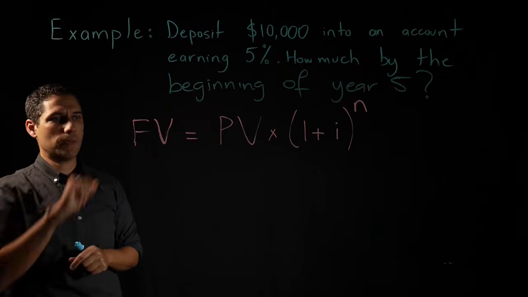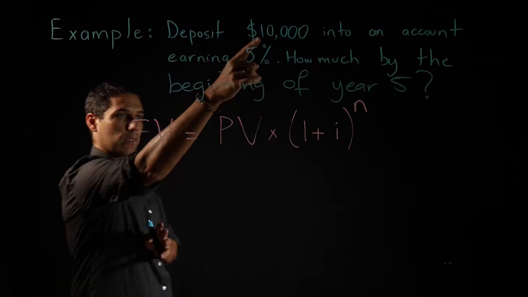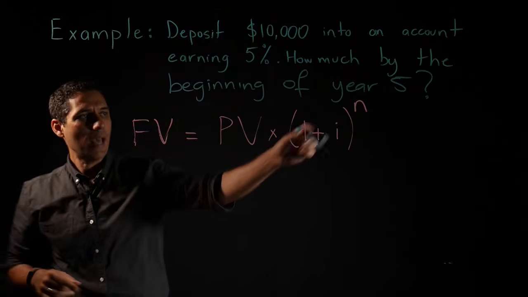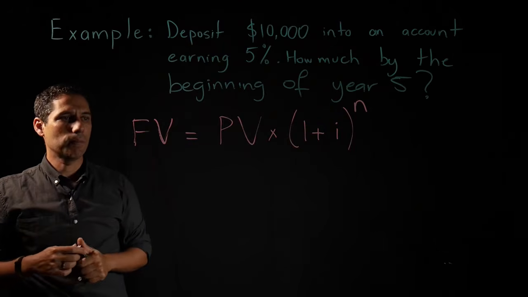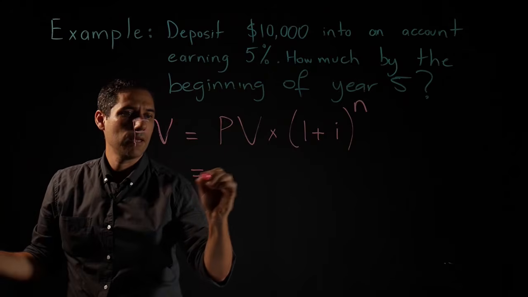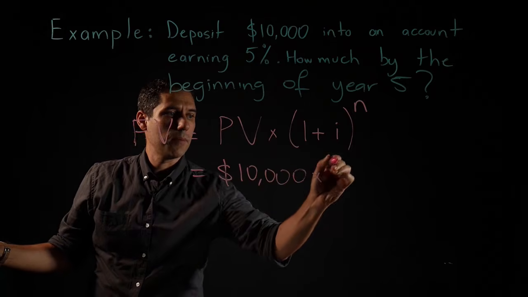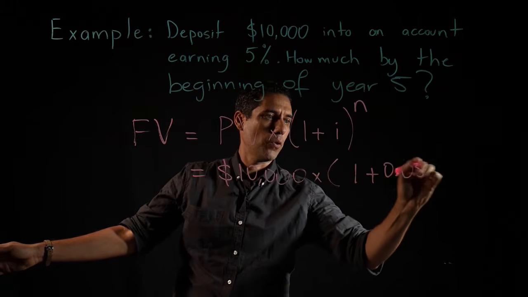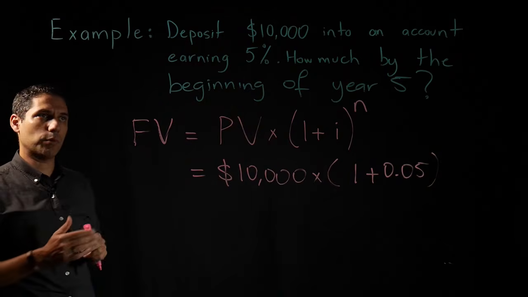So we're going to use the same equation. Nothing fundamental has changed. We are looking for the future value of a single cash flow. Interest rate is the same. What has changed? N has changed. But we got to be careful, right? Beginning of year 5. So now what are we going to do here? We have the same 10,000 times 1 plus 0.05. Now, how many years are we going to earn 5%?